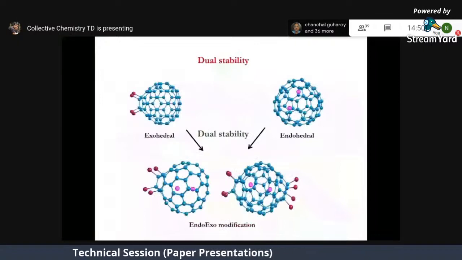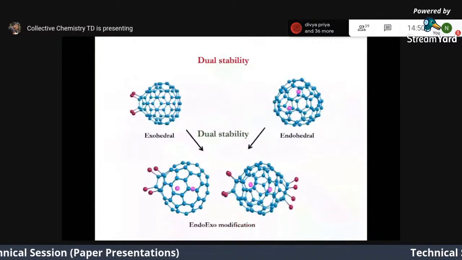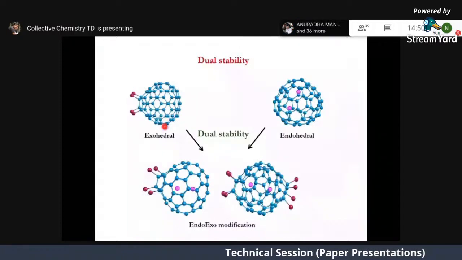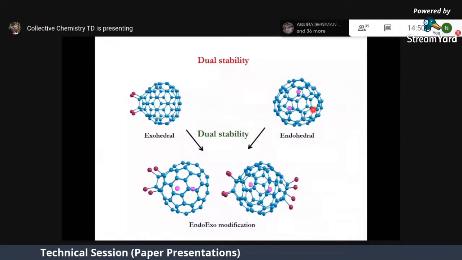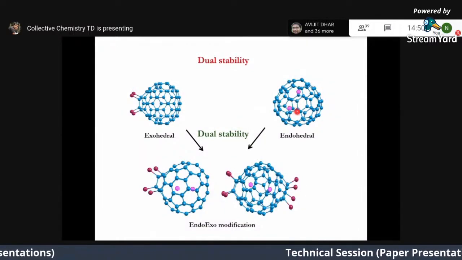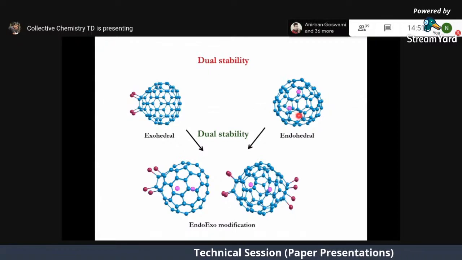Now, this is the dual stability. The first one is the external modification through which the fluorine can be stabilized, and these are the endohedral modifications. See the encapsulation of two metals inside the fluorine. These are endohedral modifications through which the fluorine can be stabilized.